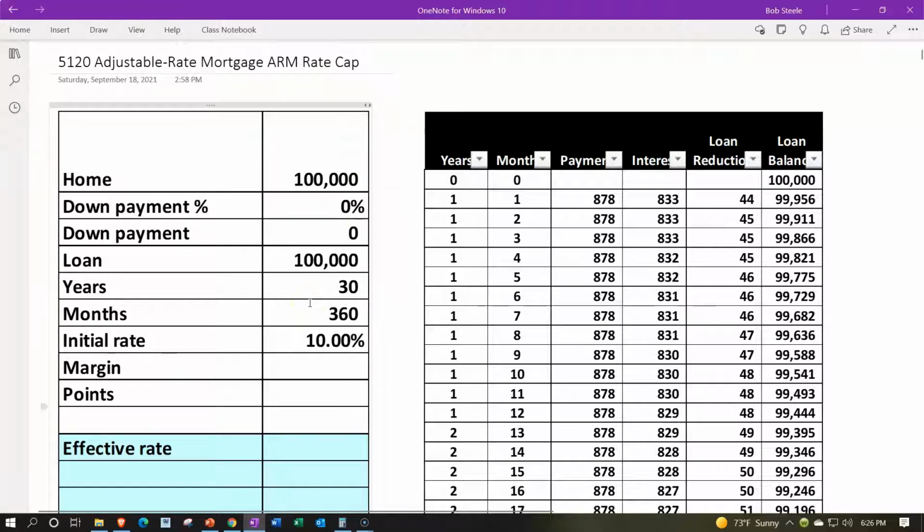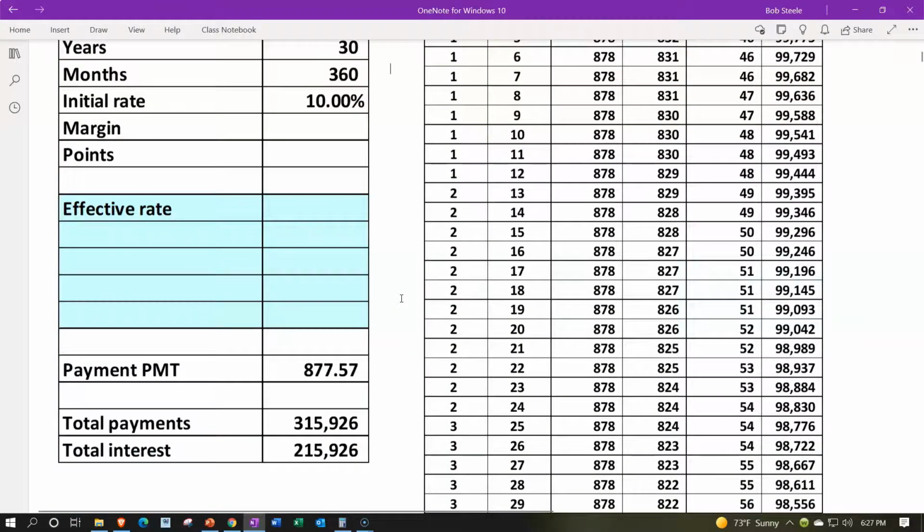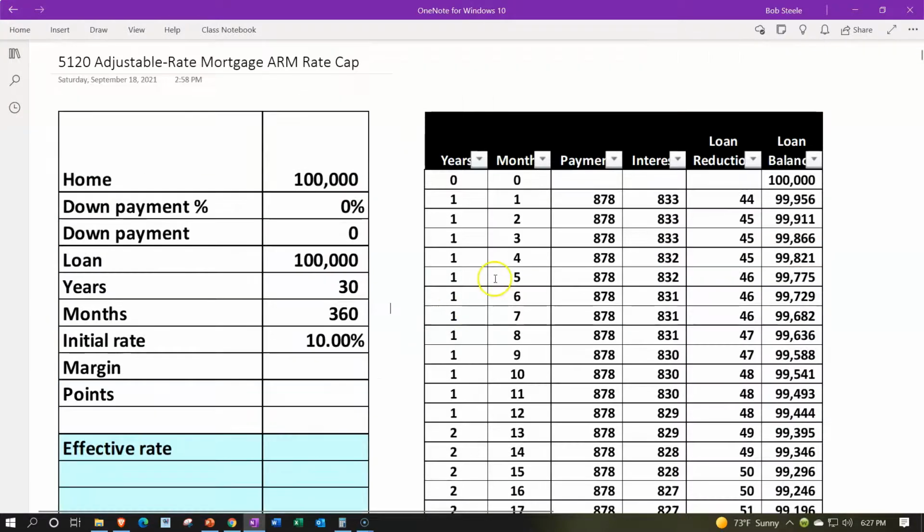So here's an example of the fixed rate 30 year. We've got the $100,000 loan, 30 years, 30 times 12 is 360 months. And we have the 10% that we're using as the rate. We would then construct our amortization table from the payment amount, this payment amount being calculated from the payment formula or function. We then have a nice even payment of about $878, with the interest then calculated all the way down based on the 10% on a monthly basis.